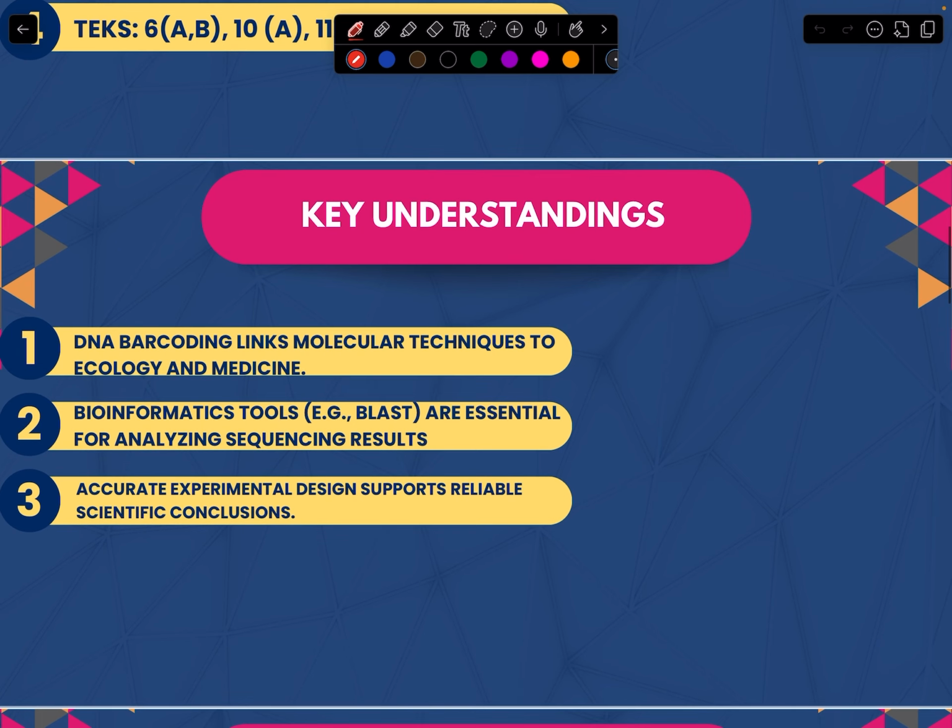What are some of the key understandings of this unit? Number 1, DNA barcoding links molecular techniques to ecology and medicine. Number 2, bioinformatics tools, for example BLAST, are essential for analyzing sequencing results. Number 3, accurate experimental design supports reliable scientific conclusions.